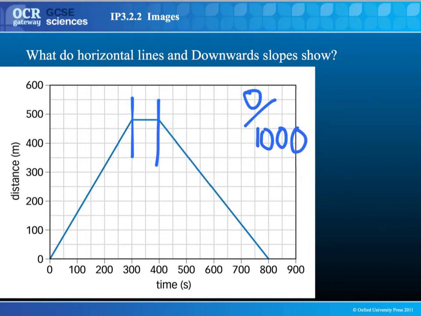That gives us our next conclusion, which is that a horizontal line represents a speed of 0 meters per second, i.e. stationary.